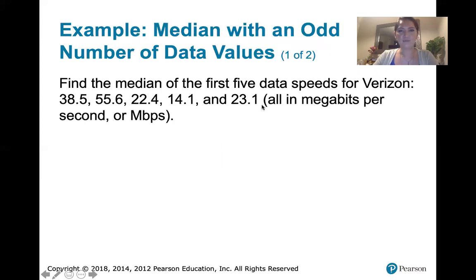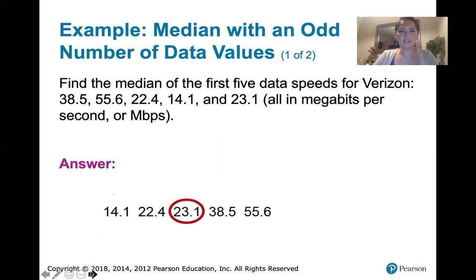Okay, so we've got the same 5 data values from before for those data speeds for Verizon. If we want the median, the first thing we do is list them in order. So the smallest one is 14.1, then the next one is 22.4, the next one is 23.1, the one after that is 38.5, and the one after that is 55.6. So you put them on a list, smallest to largest, and then you pick the middle one. So the median of this list of 5 data speeds for Verizon is 23.1 megabits per second.